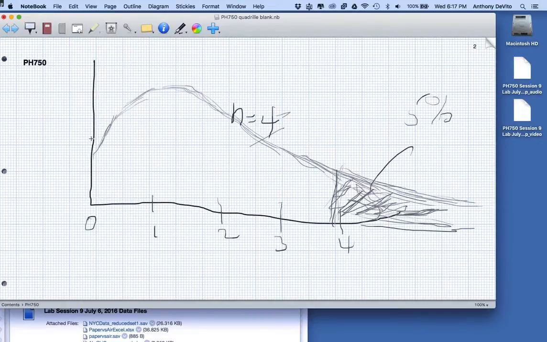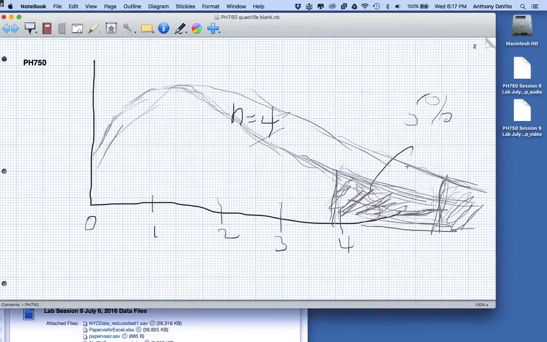It might look something like this, where that number has to be even bigger. It goes further out. That number has to be bigger to get to the point where that percentage is 5%. So what do we need? We need something that gives us the value that, for our particular table, a 2x2 table, represents less than 5% chance of being wrong if we say there's an association between those two variables.